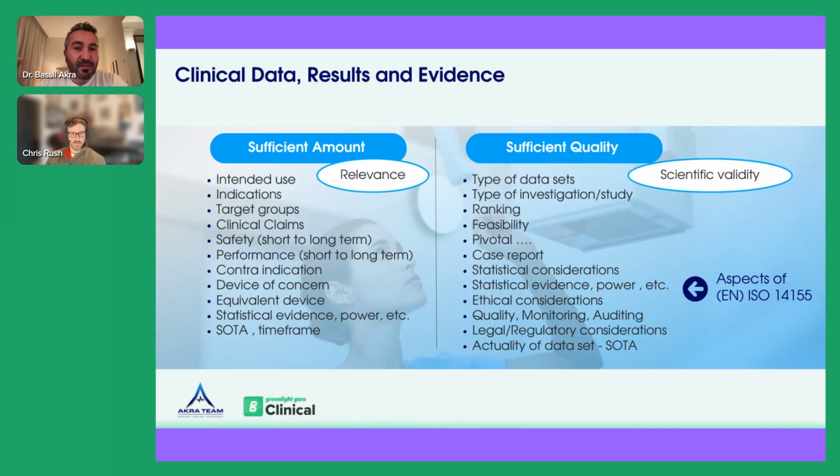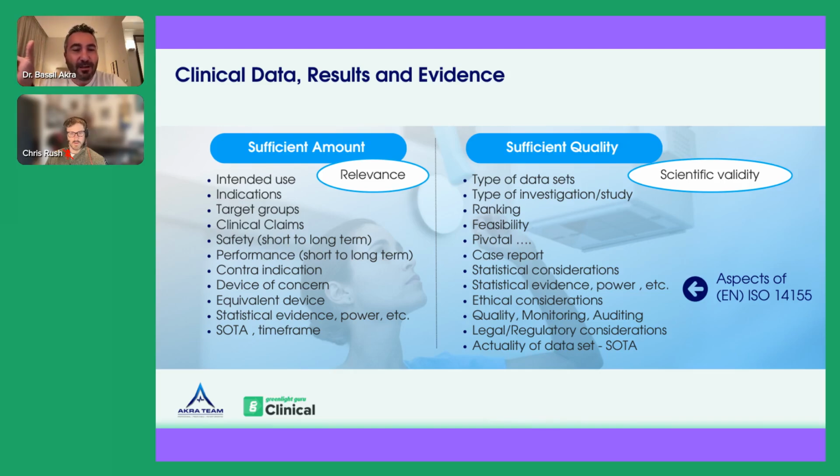So the principle of sufficiency can be considered from 2 factors, and it's not so different to what we have been doing under the directive. It's just a bit more descriptive today with the MDR, giving you a lot of explanation to help manufacturers. But you need to look at: do I have a sufficient amount of data and sufficient quality? What does it mean in lay language?